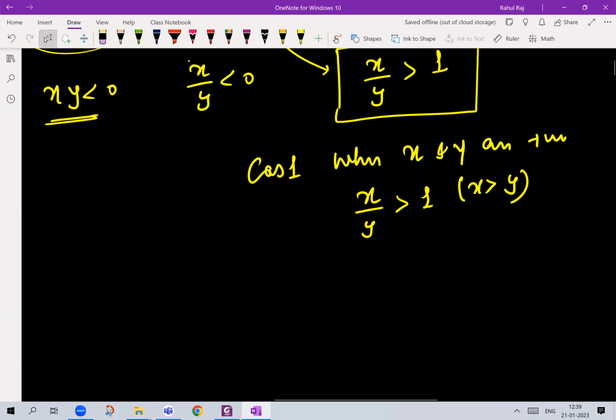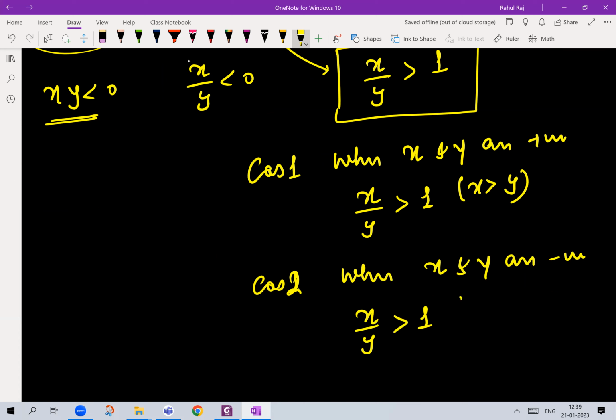Now case 2 is what? When x and y are negative. Then for x over y to be greater than 1, x should be 100% less than y. Because you will say minus 10 by minus 5 is greater than 1. You cannot say minus 5 by minus 10 is greater than 1. So in case of negative numbers, for x over y to be greater than 1, x should be less than y. I hope it's clear. Anyone, any doubt? Any doubt here?